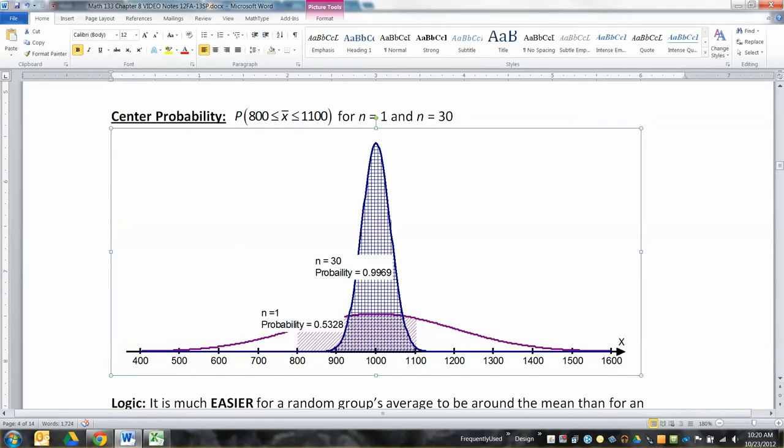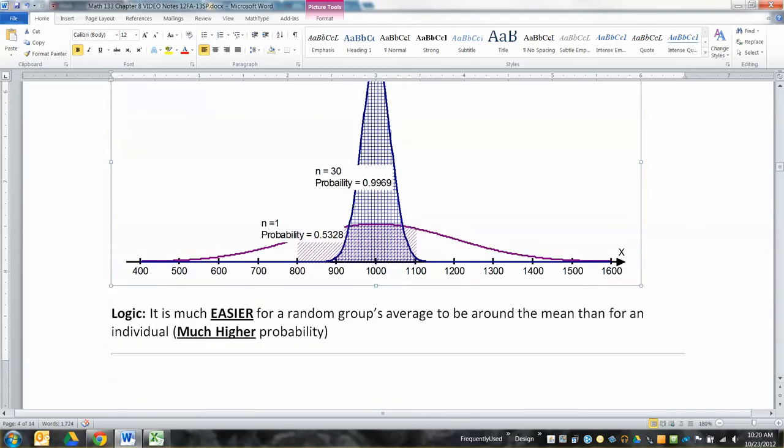But if you look at the blue curve, here's 1100 over here, here's 800 over here. Almost all of that curve, there's just a tiny bit of white right there, but that's it, right? Everything else is covered. So it's going to be a huge amount, almost the whole thing, in fact. So the whole curve, of course, would be 1. This is actually 0.9969. That's how much it is. So a whole lot.